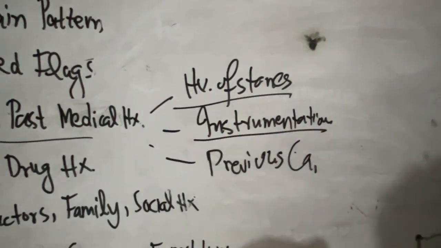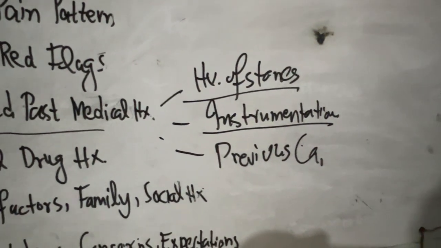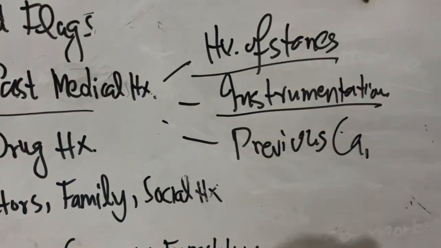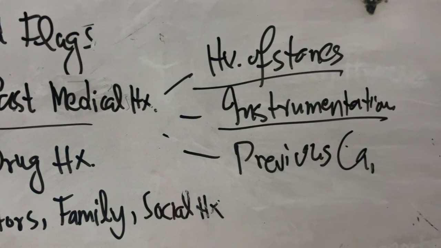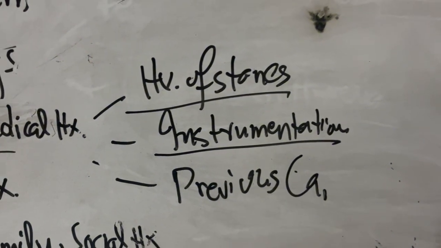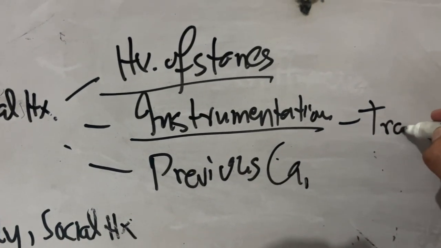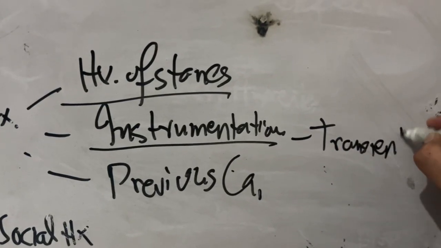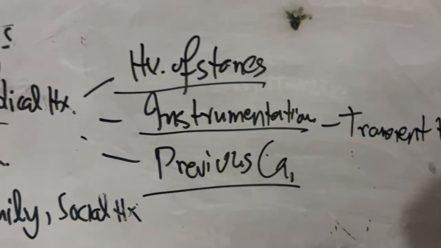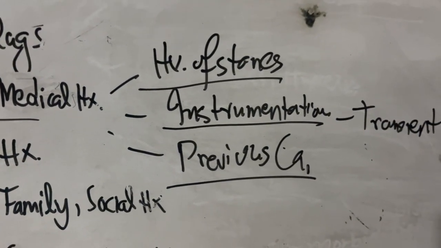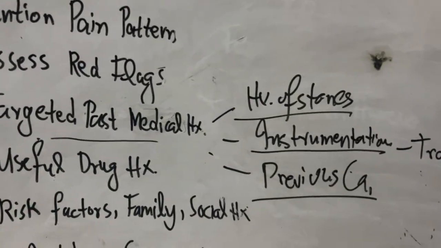If there is previous or recent history of instrumentation like Foley's catheterization, then it will suggest transient hematuria. And if there is previous cancer, then it is a red flag for hematuria. It is one of the red flags.